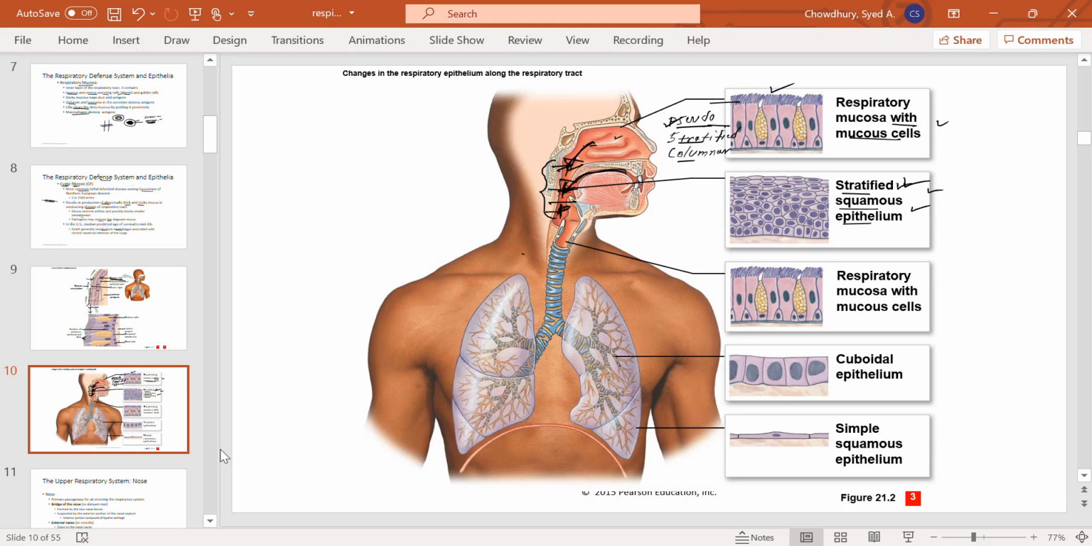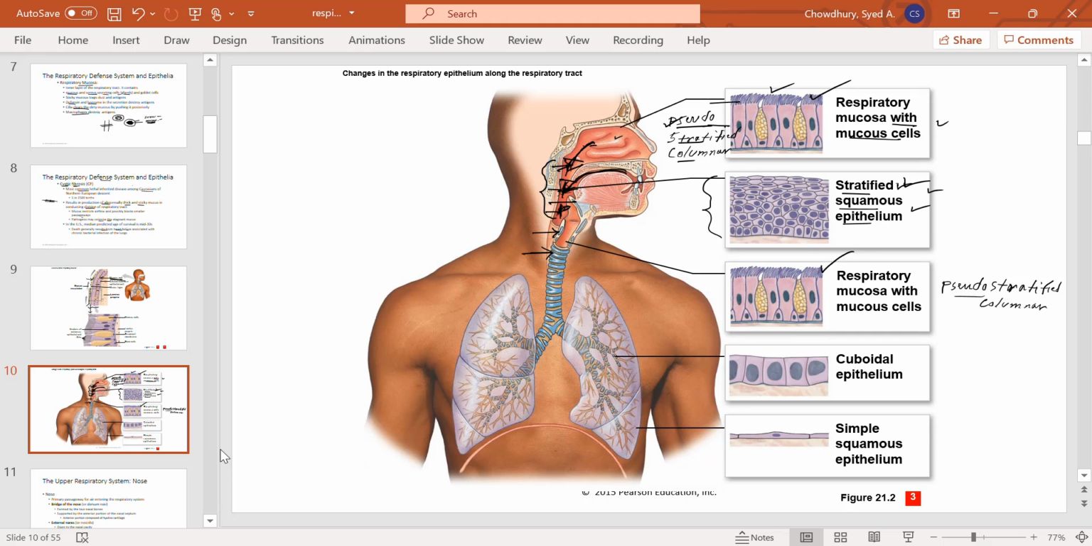Now there is the larynx. The larynx and trachea both have pseudo-stratified, because only air passes. So remember, the parts where only air passes is pseudo-stratified columnar, and it has cilia. Where food also passes, that part is stratified squamous.